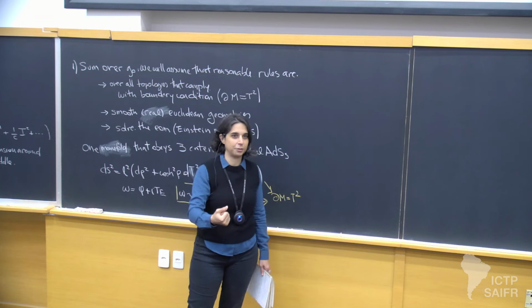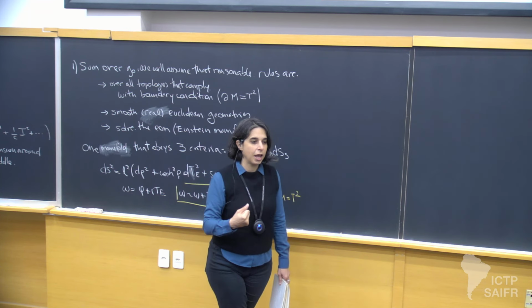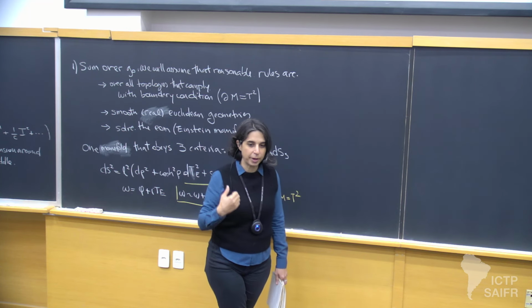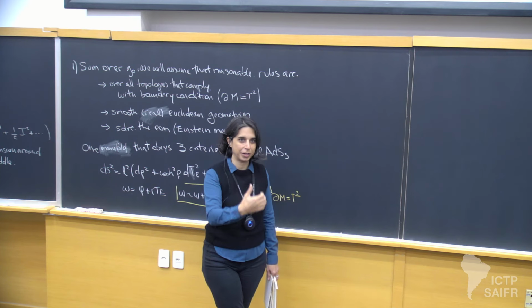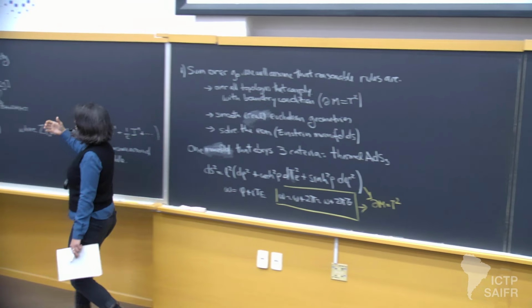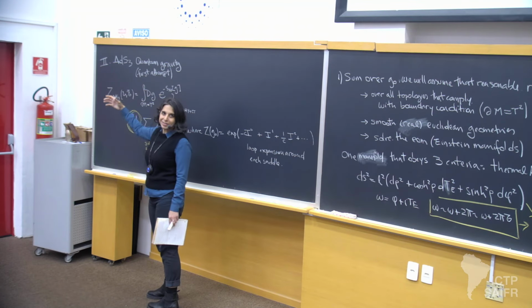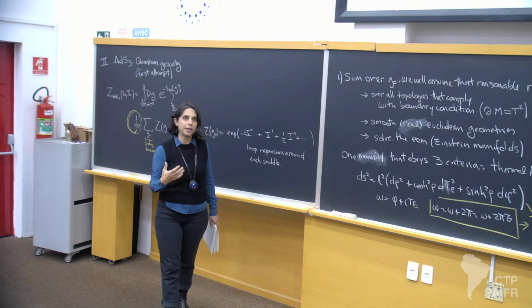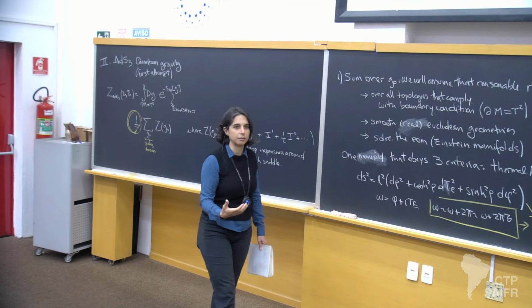We want the trace interpretation. We want to understand how you go from a gravitational path integral to a trace. So when do path integrals over metrics allow a trace interpretation? That means that you understood what quantum gravity is.